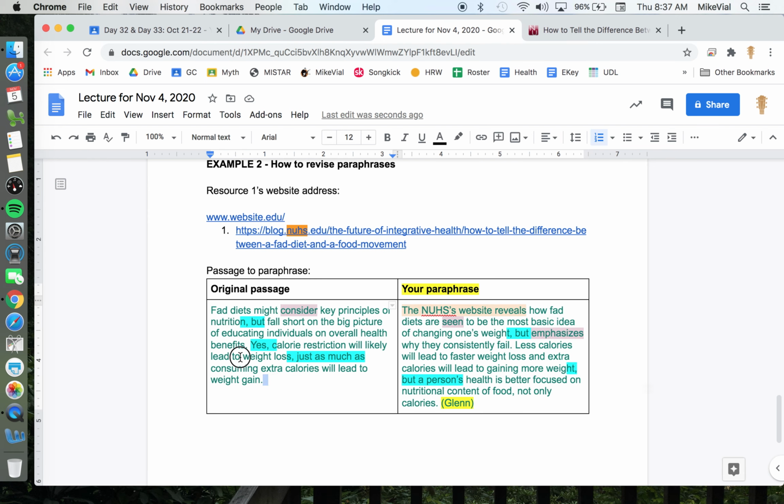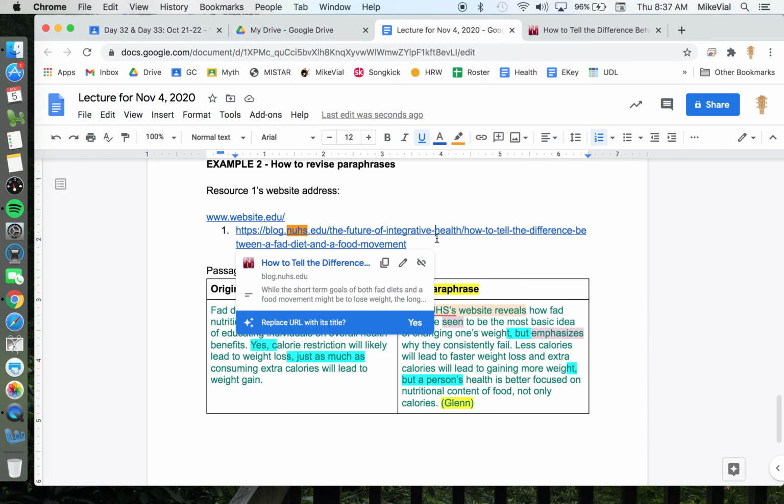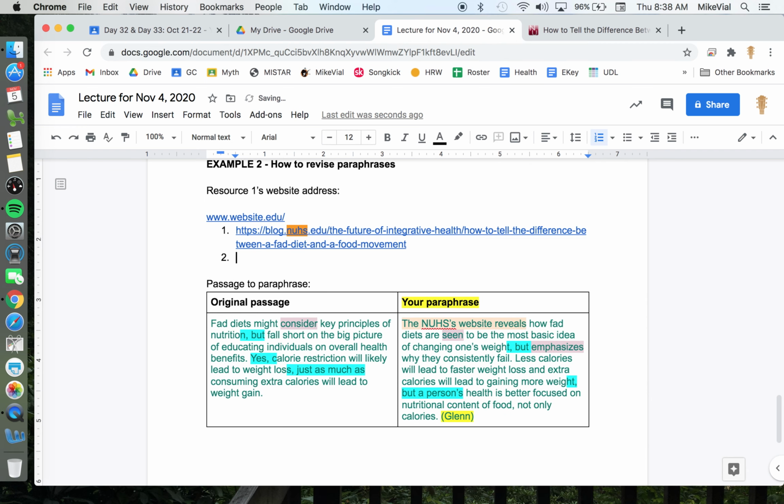This is a passage, a perfect passage that one of the students found about their topic. And it's from NUHS. And it has an author, Dr. Glenn. And she is explained in the website. She wrote it. So this is a perfect source for the student's research paper, and this is a perfect passage that one could paraphrase. So I'm going to read the original passage and then my paraphrase. I'm going to talk about the colors and what I did.